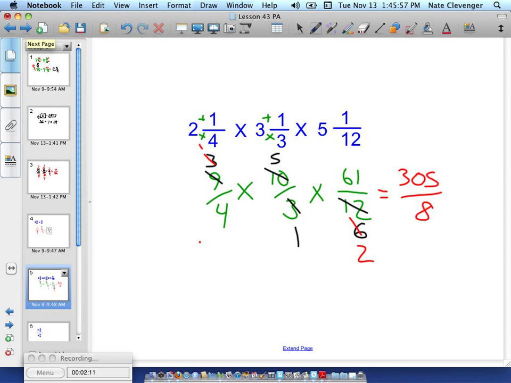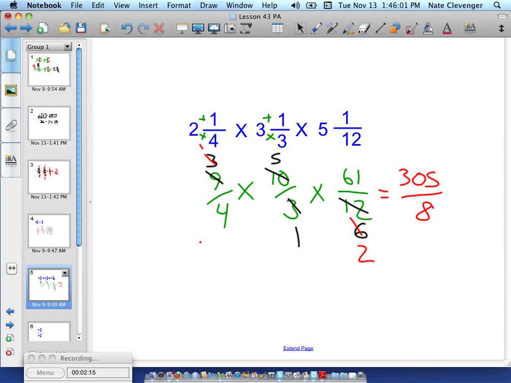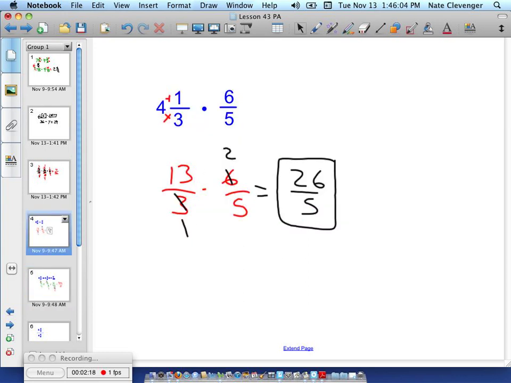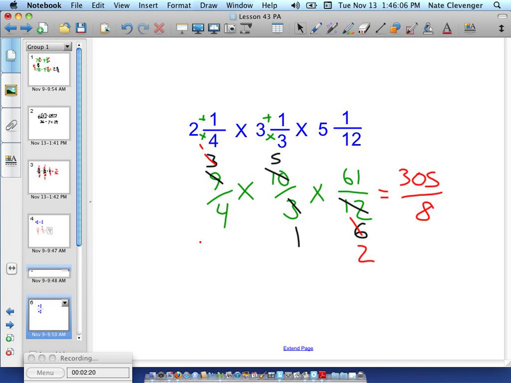What was the answer to number 1? The answer to number 1 was 26 over 5. There you go.